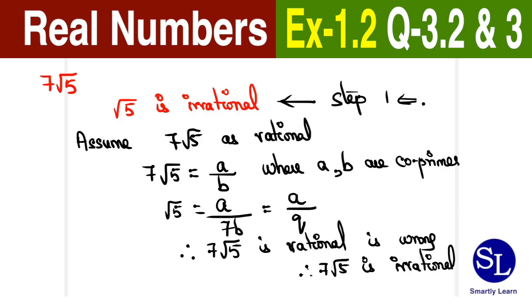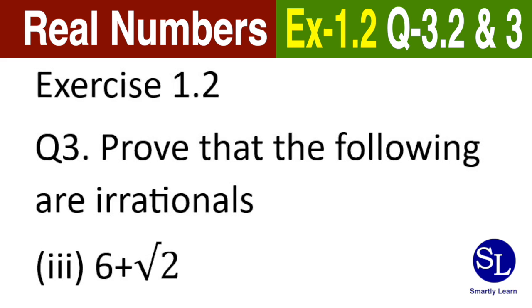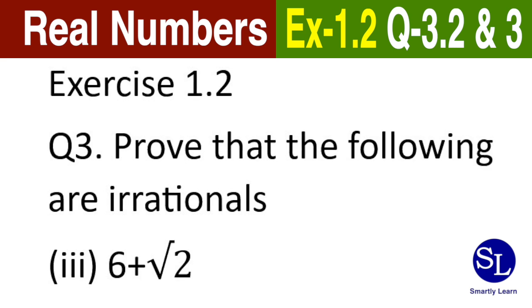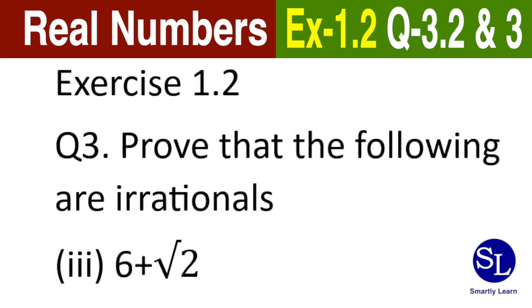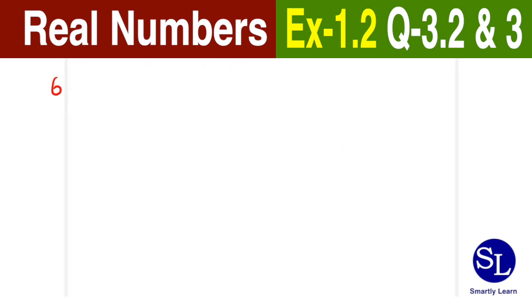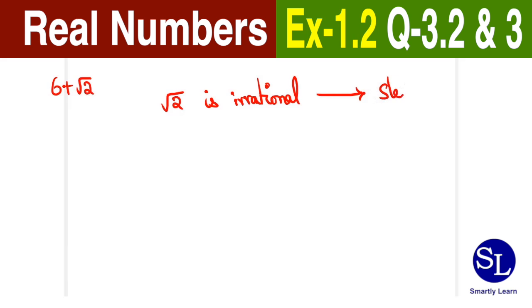Now, let us take the third subdivision in this sum, which is prove that 6 plus root 2 is irrational. So in order to prove 6 plus root 2 is irrational, what is the first step that we are going to have? The first step is to show that root 2 is irrational. Please refer to the previous video as to how this is solved. So this is step 1 in this numerical.